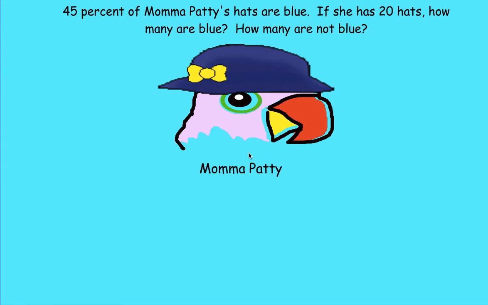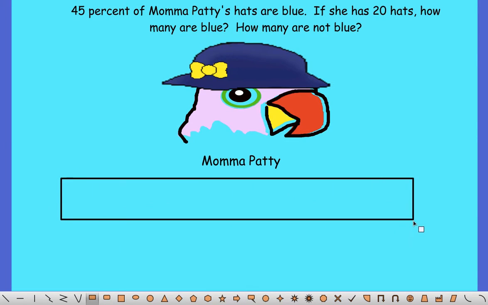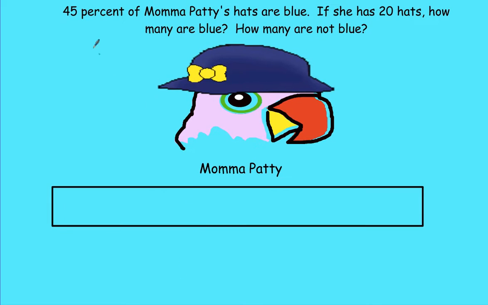All right, so here we go with the rest of our lesson on working with percents. Before, we talked about Mama Patty and we made our percent diagram. In our percent diagram, we said that 45% was our percent. She has 20 hats and we know that this is the whole. We knew that 0% lined up with 0 hats, and that 100% lined up with 20 hats. And we wanted to know what 45% was.